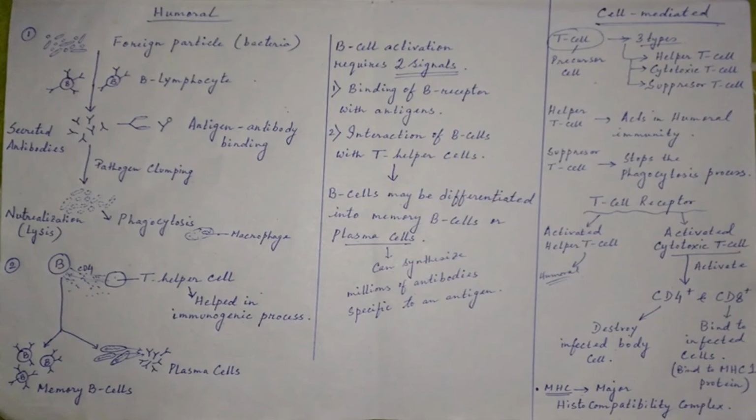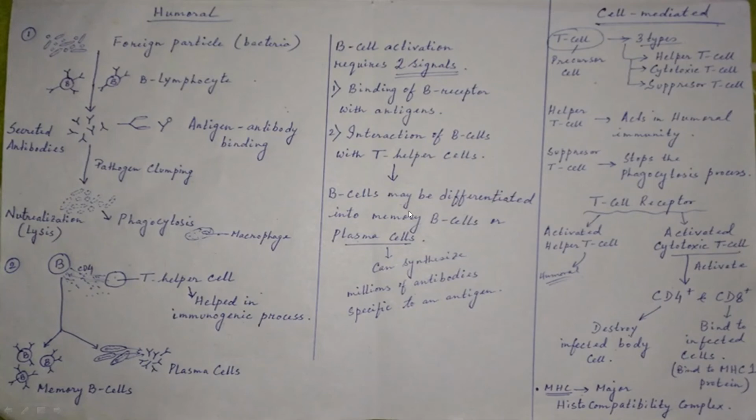So these memory B cells can recognize them, can identify them, and will neutralize their activity, right? And these are the plasma cells, from where the antibodies get secreted. So B cell activation requires two signals. One is the binding of the B cell receptor with the antigen, and the other is the interaction of B cells with T helper cells.